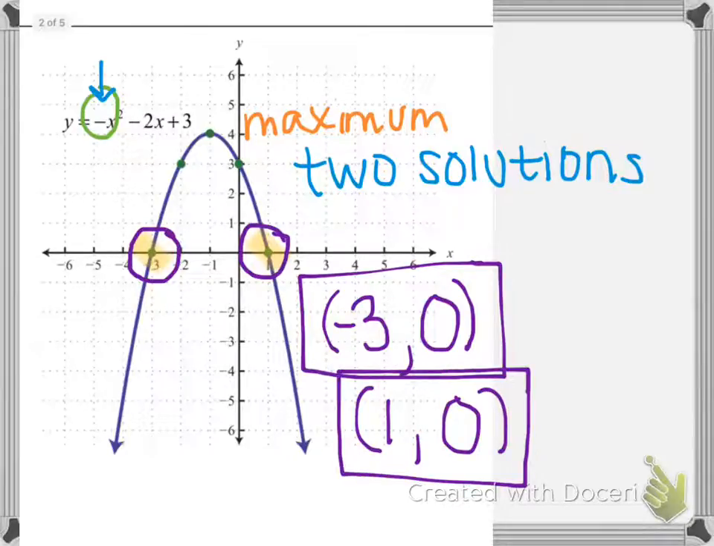So, we know how to find how many solutions, and now you can look at the graph and find where it crosses to find exactly what those solutions are. In this case, the point -3, 0 and point 1, 0 are the two solutions.